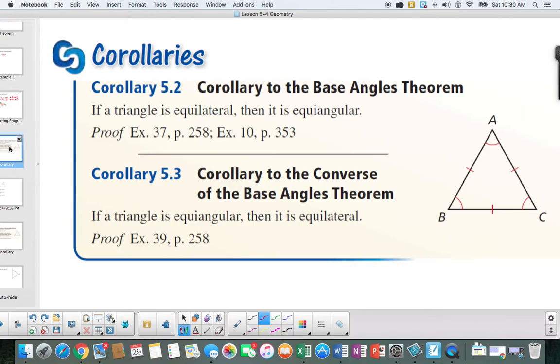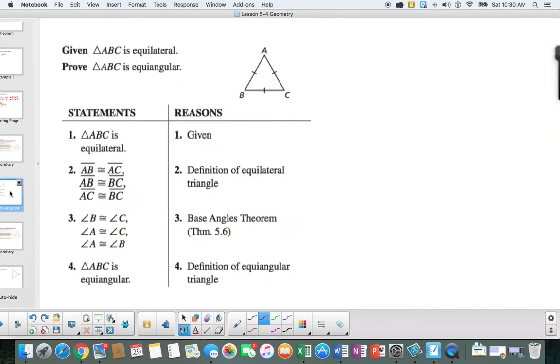Okay, corollary to the base angles theorem. Corollary means a very short proof where we've used another major proof to do it. And it says that if all the sides are congruent, it's equilateral, then it must be equiangular. And the converse is also true. So let's take a look at the proof.